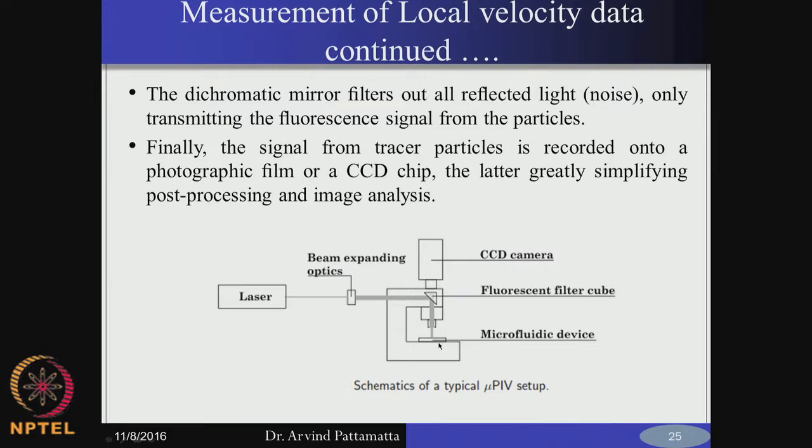Now, this will interact with the seeded particles inside the device, and there is a camera sitting right at the top. This will take snapshots of the seeded particles at regular time intervals. This is basically how it works. You have a laser, you have the optics, you have the CCD camera, and your system also should be seeded with this kind of nanoparticles.